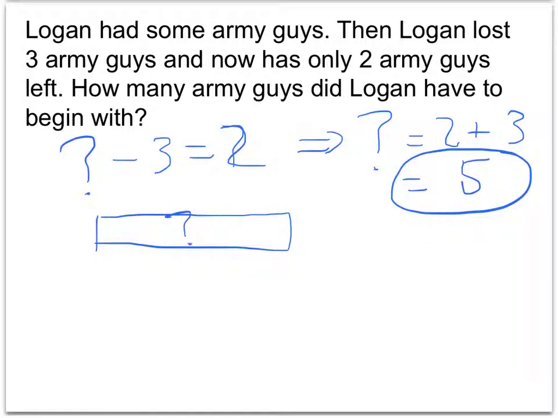And then it says that he lost 3 Army guys. So maybe let's draw another box underneath here to represent those 3 that he lost. And now he only has 2 Army guys left. And so there's the 2 that are left. And so from this picture, we can see that if we take the unknown and subtract 3, we have 2.